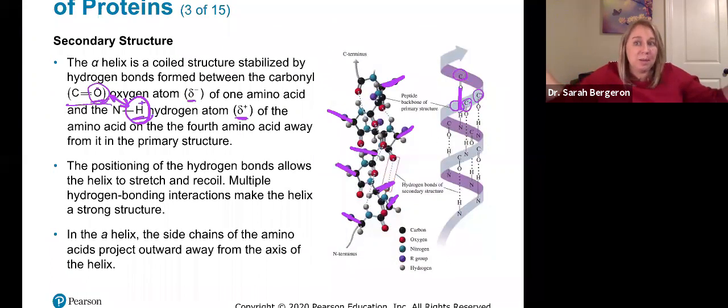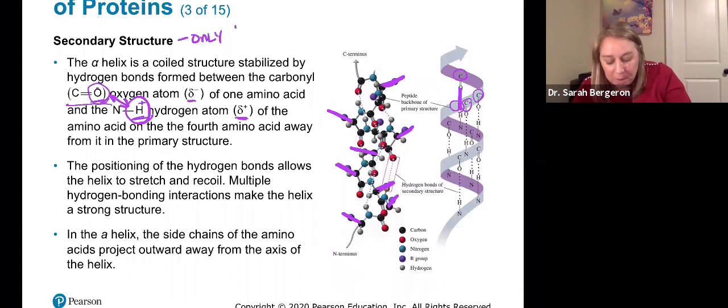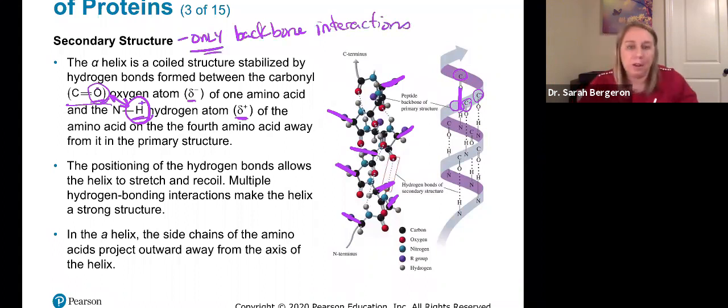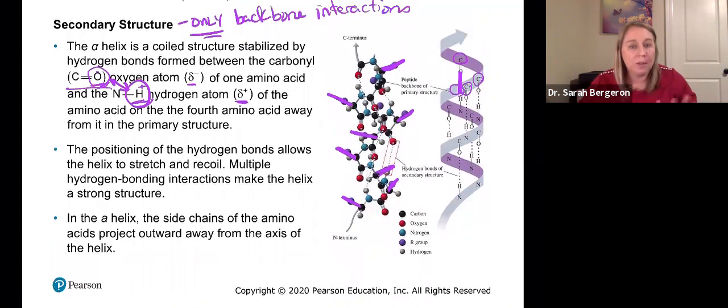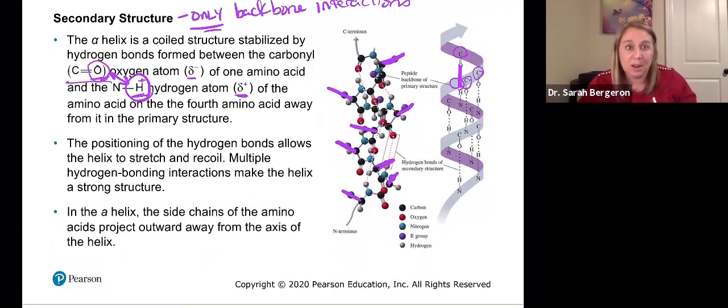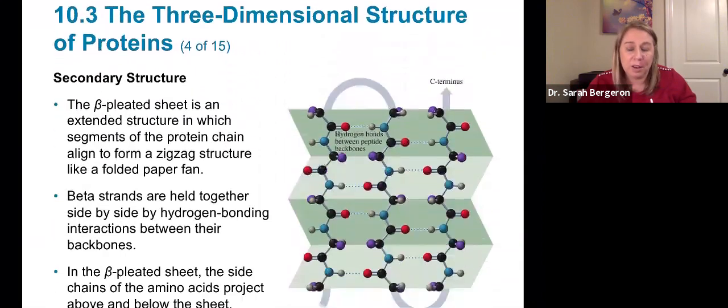And so they can end up interacting with other alpha helices, or maybe they're going to interact with a beta sheet. But they don't participate in secondary structure. Secondary structure is only backbone interactions. Only backbone interactions. So you're going to have to differentiate between secondary and tertiary structure, which is the next one. So secondary is only backbone interactions.